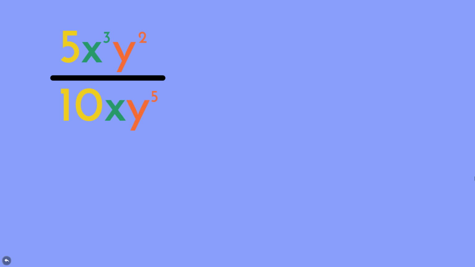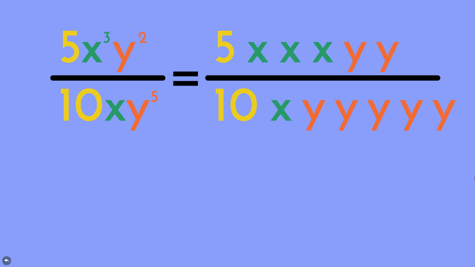This next example involves index and more than one variable. Notice that if you break them down, it will be like this. Can you see that there are the same factors from the numerator and the denominator? If you see them, then cancel them.